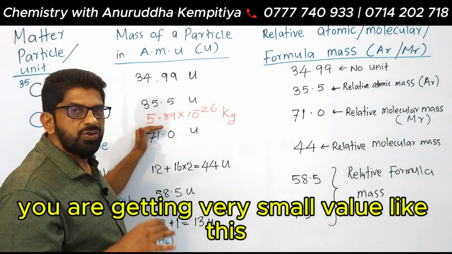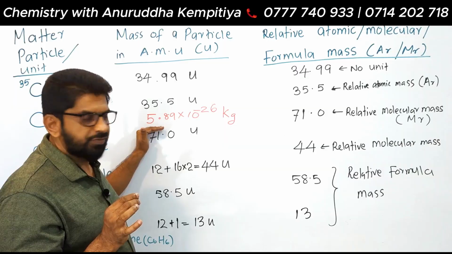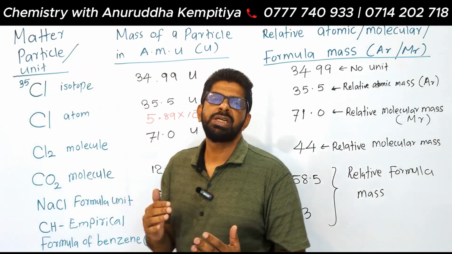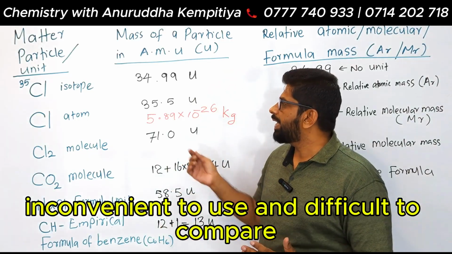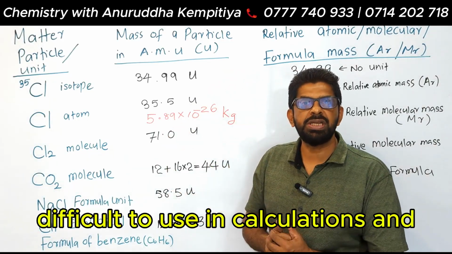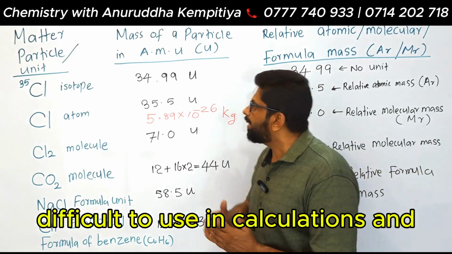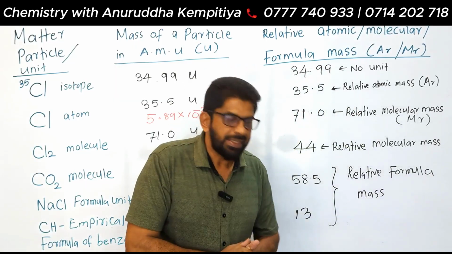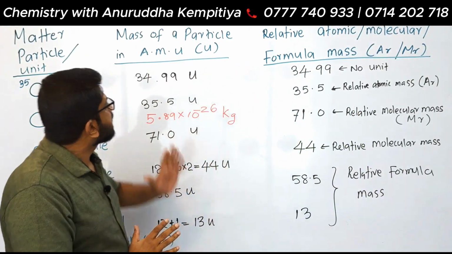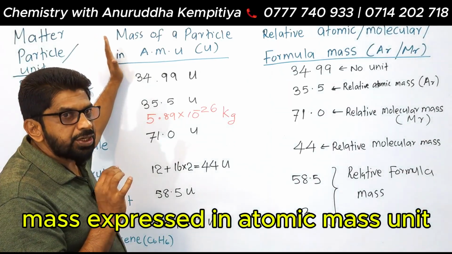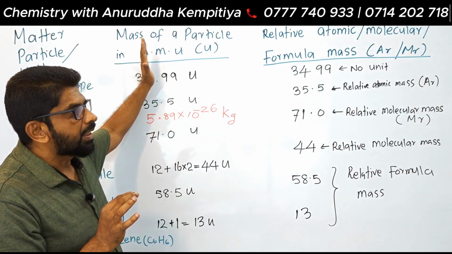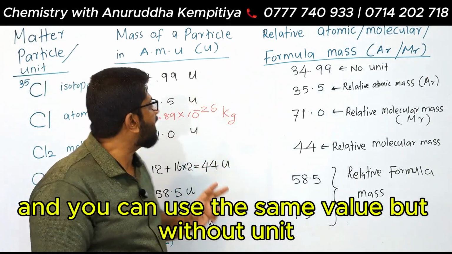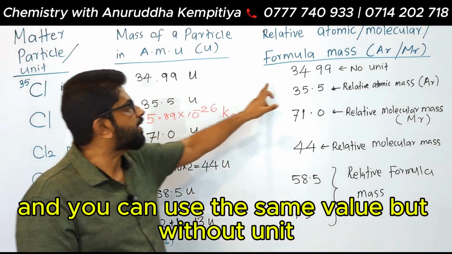You are getting a very small value like this. This is very difficult to use, inconvenient, and difficult to compare and use in calculations. But if you take these kinds of values, they are much more convenient. Then these are the two methods: mass expressed in atomic mass unit, and you can use the same value but without unit.